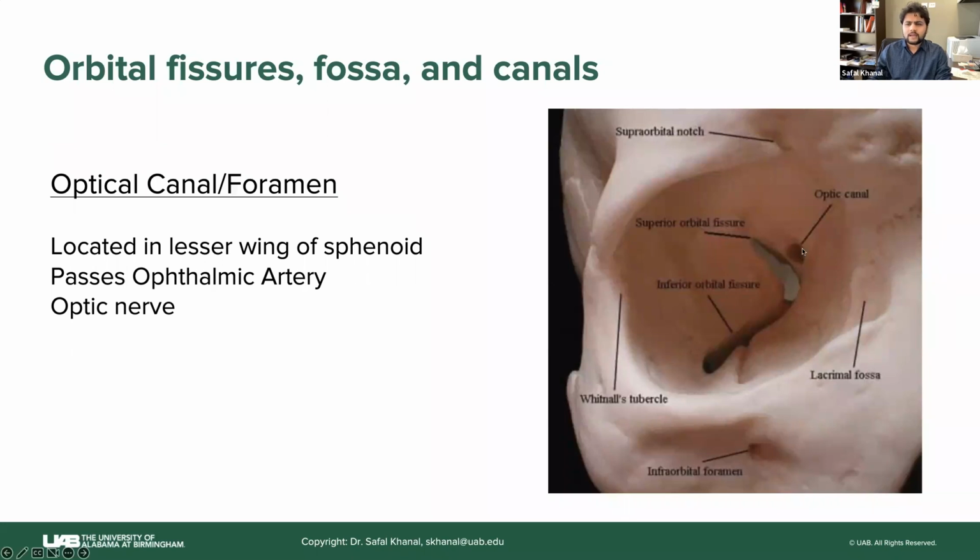You have your optic canal here. As you can see, it is located in the lesser wing. The greater wing is on this side, and then these fissures, superior orbital fissure and inferior orbital fissures, separate the sphenoid bone into greater and lesser wings. So the optic canal passes the ophthalmic artery and also the optic nerve.